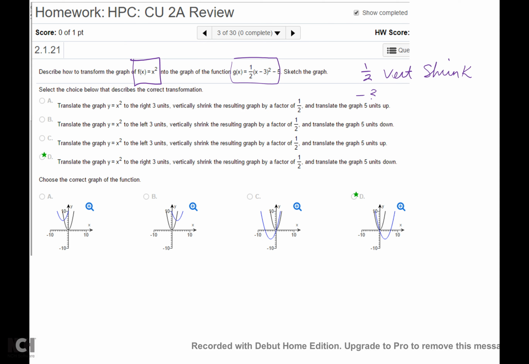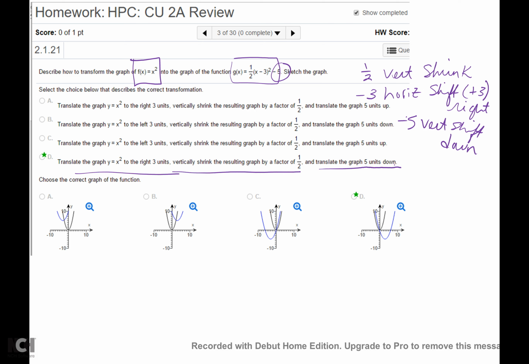The -3 on the inside, anything on the inside starts with the word horizontal. And if it's adding or subtracting, it's a shift. But this horizontal shift, because it's with x, is going to be backwards. So the horizontal shift is actually going to be to the right, not to the left. And then the -5, anything on the outside, again, starts with the word vertical. So that -5 is going to be a vertical something. It's addition or subtraction, so it's a shift. And outside is normal, so negative means down. Okay, so it vertically shrinks by 1/2, translates 5 units down, and 3 to the right.